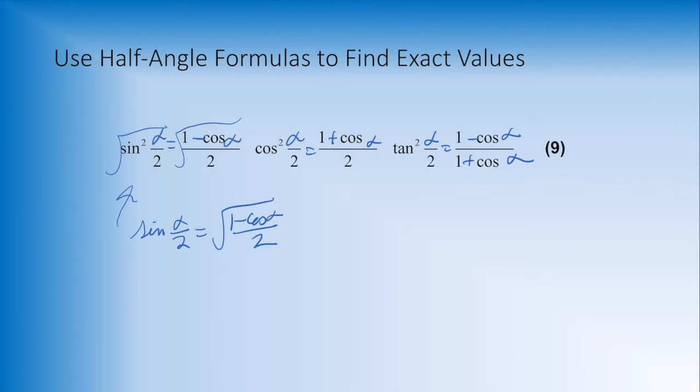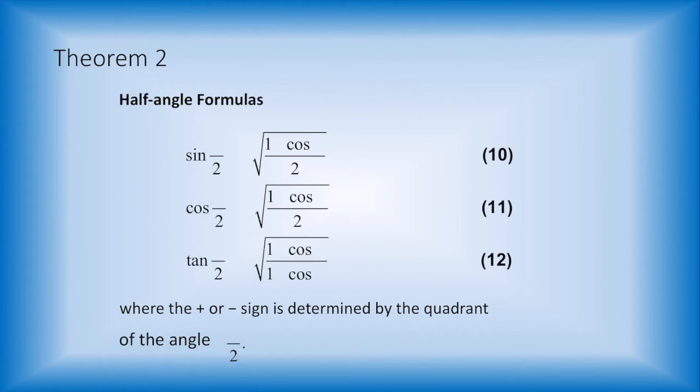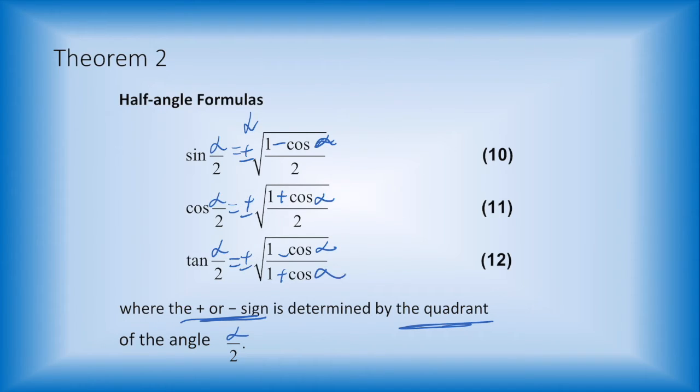So here are our half angle formulas. Sine of alpha over 2 equals plus or minus the square root of 1 minus cosine alpha over 2. When we take the square root, we take the plus or minus, and the sign is determined by what quadrant our angle is in. So it's always really important to know what quadrant you are in. Cosine of alpha over 2 is plus or minus the square root of 1 plus cosine alpha over 2. And tangent of alpha over 2 equals plus or minus the square root of 1 minus cosine alpha over 1 plus cosine alpha.